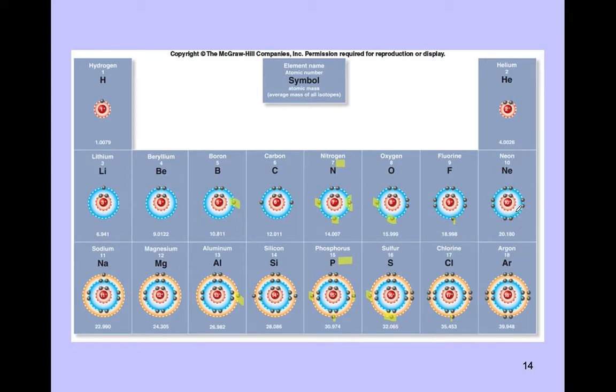So this guy has no unpaired electrons. Look at all of its electrons. They're all paired. So this guy does not want to share. Argon is the same way. It's all paired up, so it doesn't want to share.